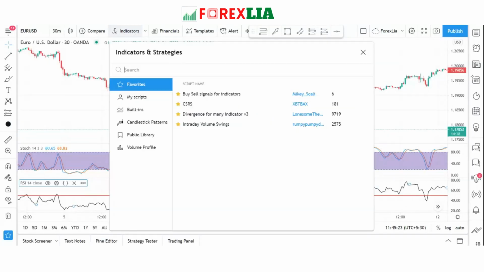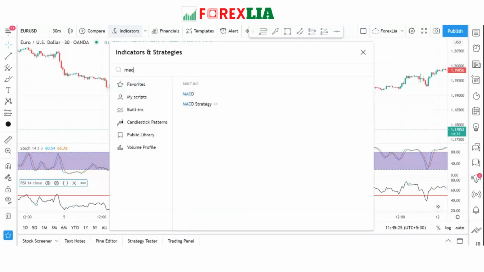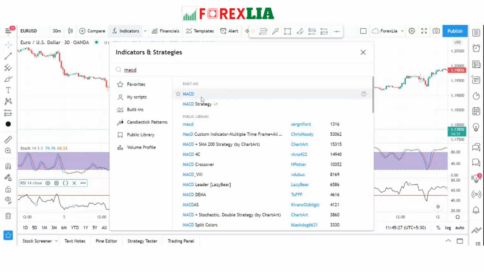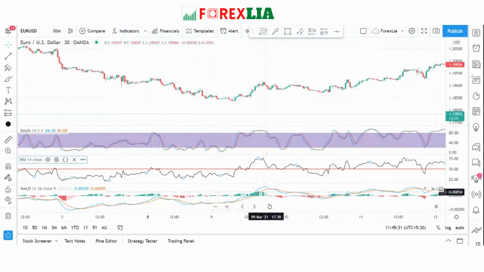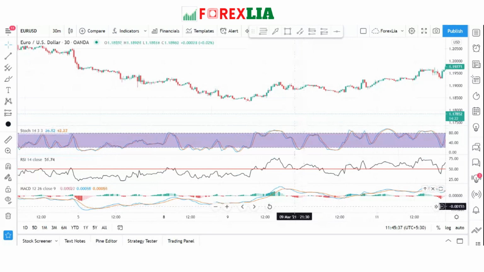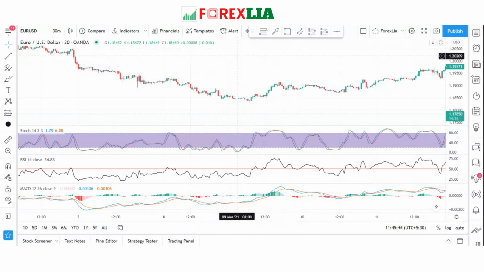Now let's move on to the third indicator, which is the MACD. The MACD is one of the most popular indicators that does a very good job of detecting momentum, and a common way of using the MACD is by taking a buy position if the MACD line crosses above the signal line, and taking a sell position if the MACD line crosses below the signal line.